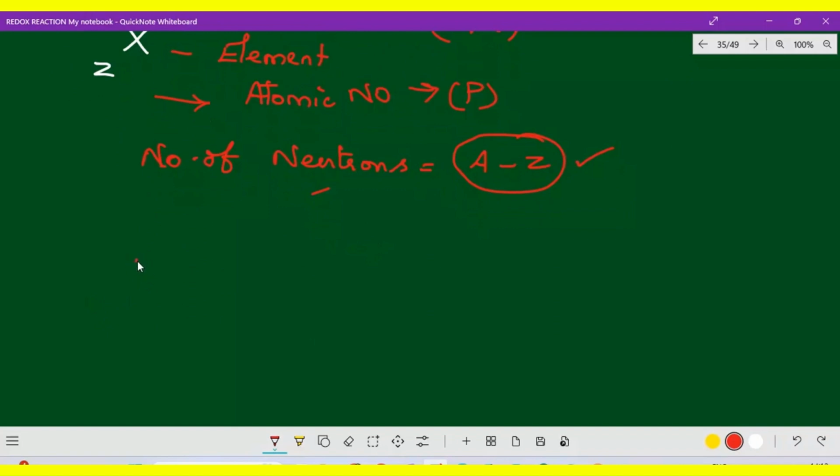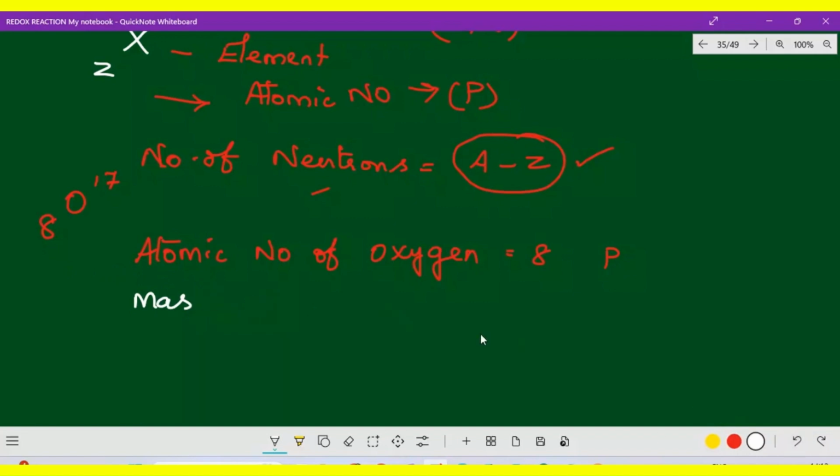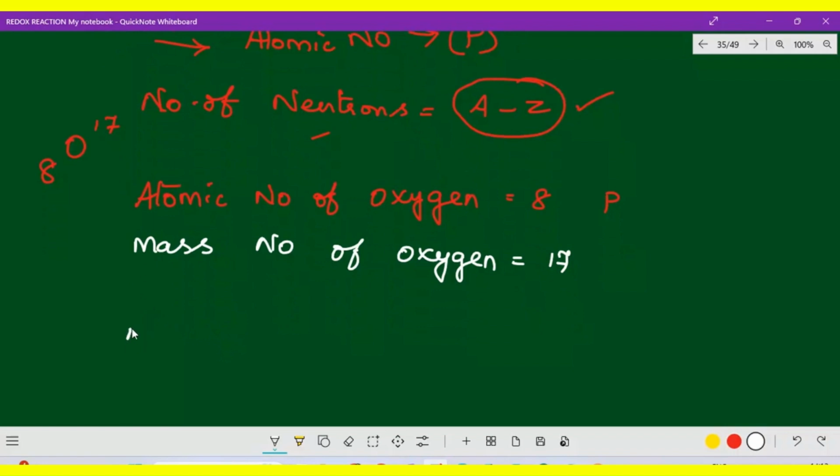So here the atomic number of oxygen in this question. The atomic number is a constant. In this question also it is the same, right? The atomic number of oxygen here, what they mentioned, oxygen 8, oxygen 17. So here the atomic number is 8, so that means protons. And the mass number of oxygen is 17. The number of neutrons here is mass number minus atomic number.